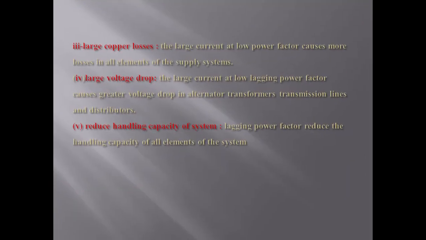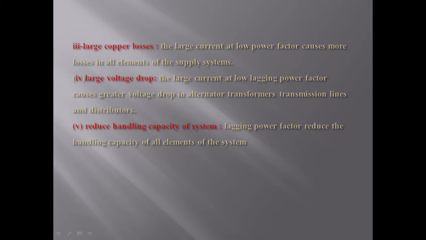Number 3, large copper losses. So the losses at low power factor are more and more. As you see, the large current at a low power factor causes more losses in all elements of the supply system. Number 4, we have also the large voltage drop.